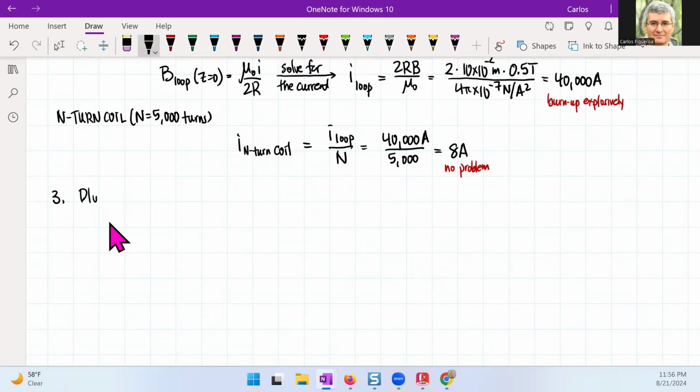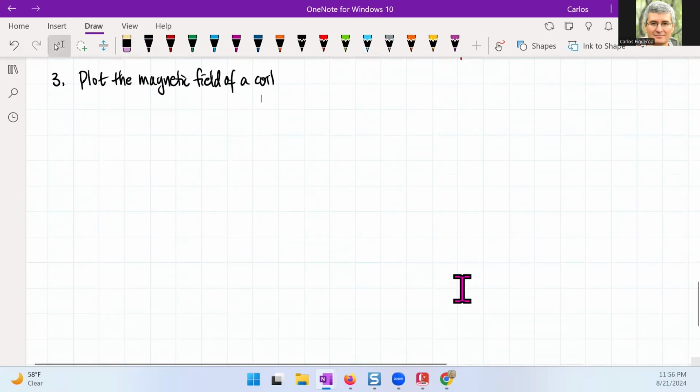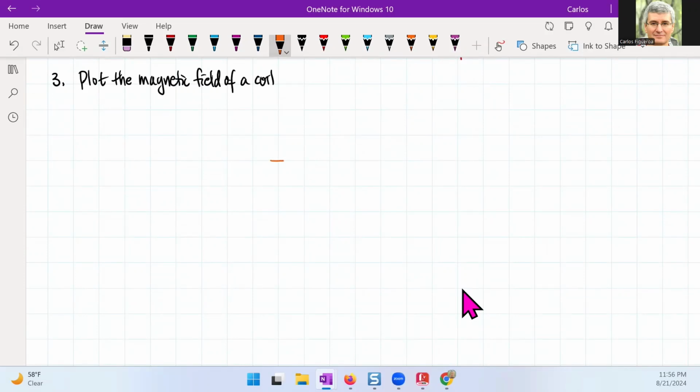So let's plot the magnetic field of a coil of n turns, of course. So if I start to draw this, here's what I'm seeing. I imagine that I have a ring, and let's say that it's this big. Now note that this guy has multiple turns.